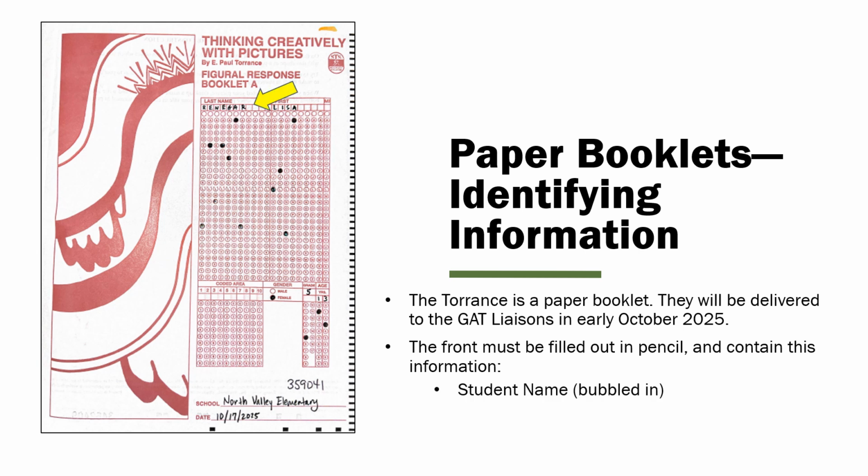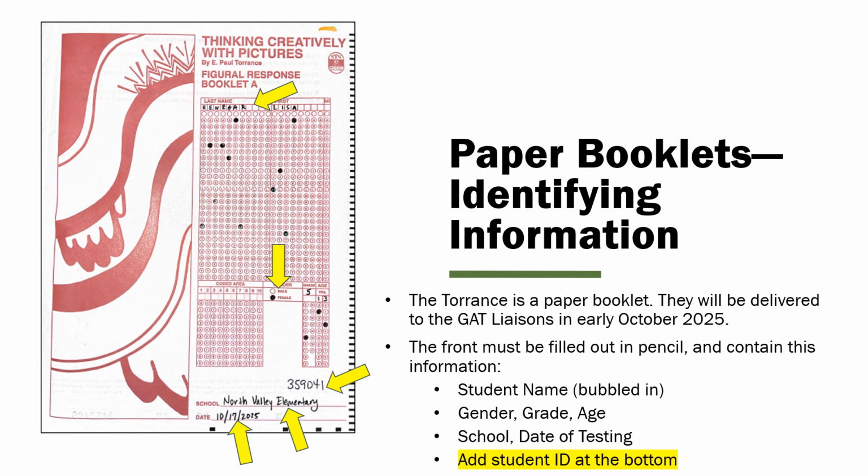At the top, the student will print their last name and first name in the small boxes, then bubble in the letters below. This must be done with a number 2 pencil. In the middle, the student will bubble in their gender, print and bubble in their grade level, and their age. At the bottom, the student will print the school's name and the date of testing. Although there is no designated space for it, please add the student ID number on the bottom. We have many students who share the same names, so this is necessary to add. If any of this information is missing when the booklets are collected, they will be returned to the GAT liaison for corrections, delaying their scoring.